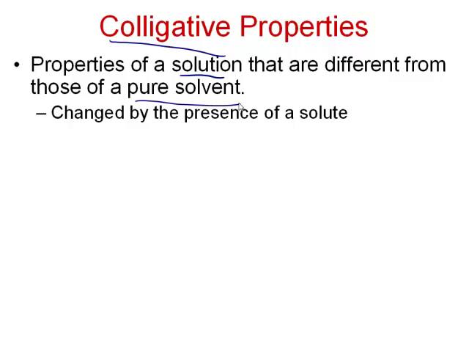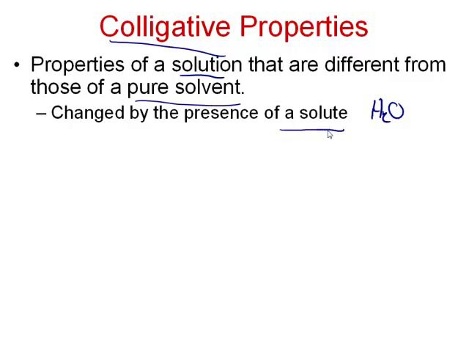Really what these are, if we consider a solvent, like, for example, water, water has certain physical properties. It has a defined freezing point. It has a defined boiling point. These are both properties of water. Now, when we dissolve a solute in water, it changes the freezing point, and it changes the boiling point. These are examples of colligative properties because they are changed by the presence of the solute, okay?